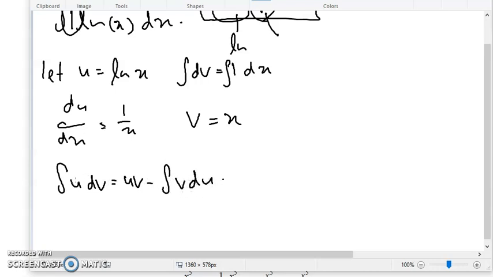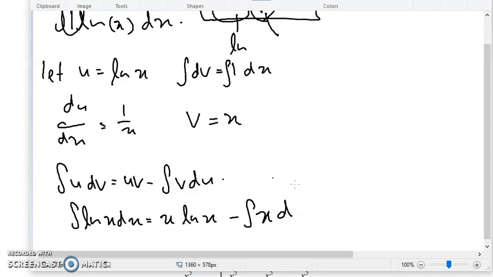So then the next one, as you know, you'll have this. So the integral of ln x dx will be equal to uv, which is x ln x, minus the integral of v du, which is x times 1 over x dx. Just arrange it properly. So 1 over x dx, we got it from here actually.